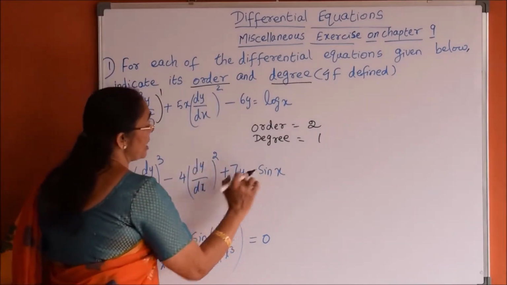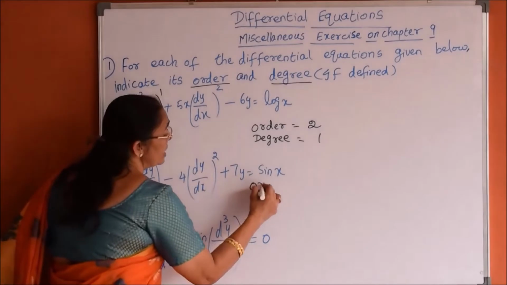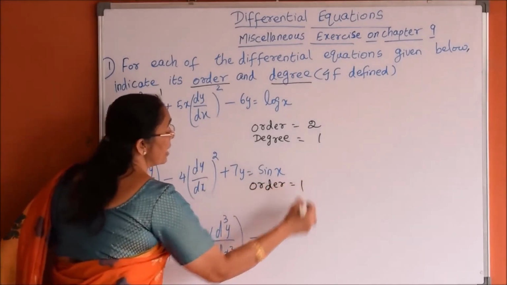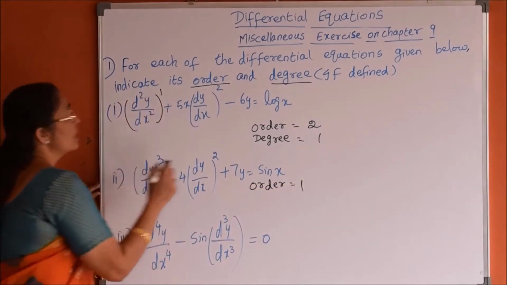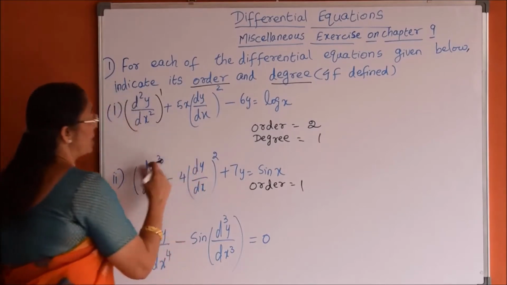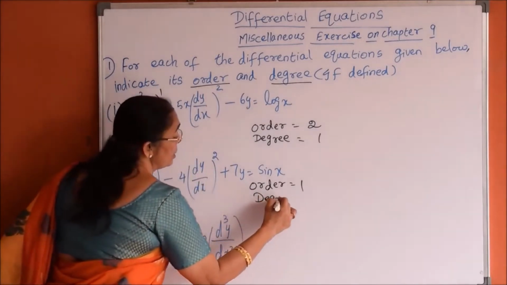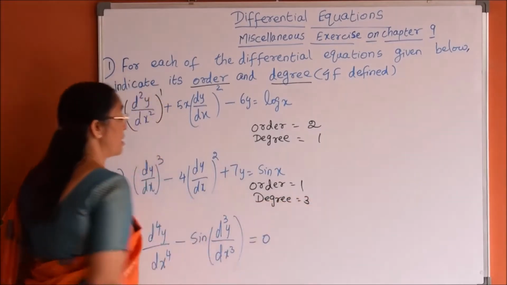Coming to the second problem: (dy by dx) whole cube minus 4 into (dy by dx) whole square plus 7y is equal to sin x. So, order is 1, as only dy by dx is there. Degree is the highest power of the highest order. So, degree is 3.